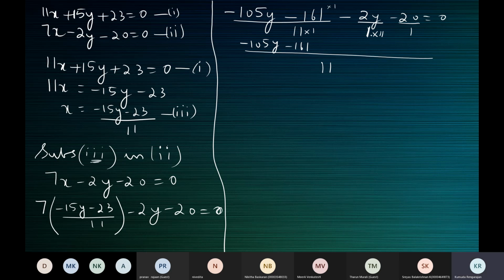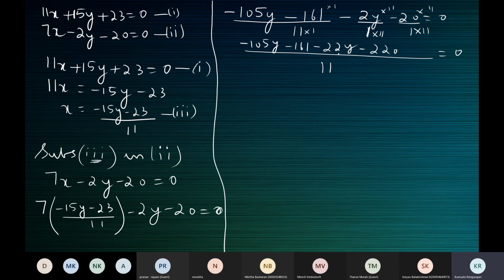Now here 1 into 11 is 11. So do the same thing in the numerator, into 11. So what will you get? Minus 22y minus 220, because 1 into 11 is 11, which is the denominator. Minus 220 is equal to 0. Correct?